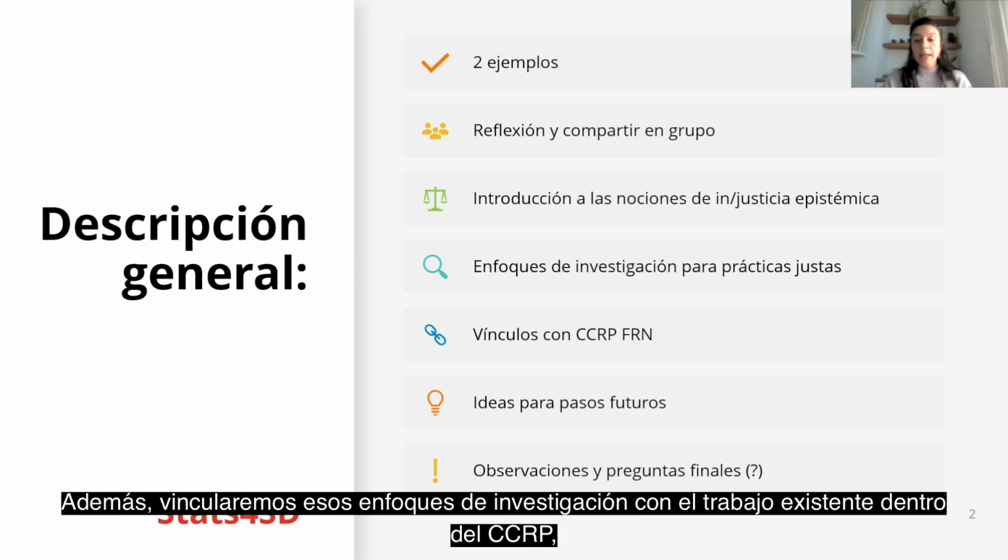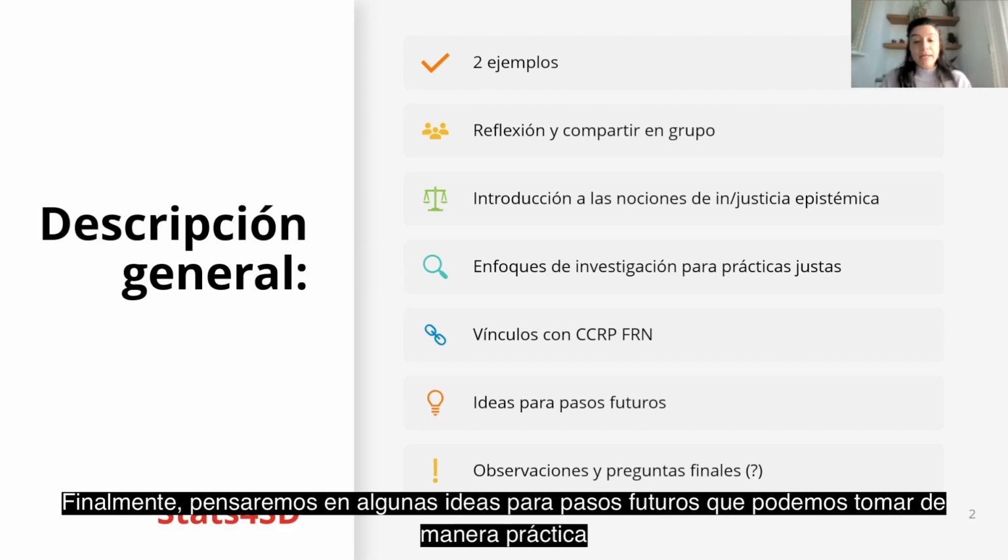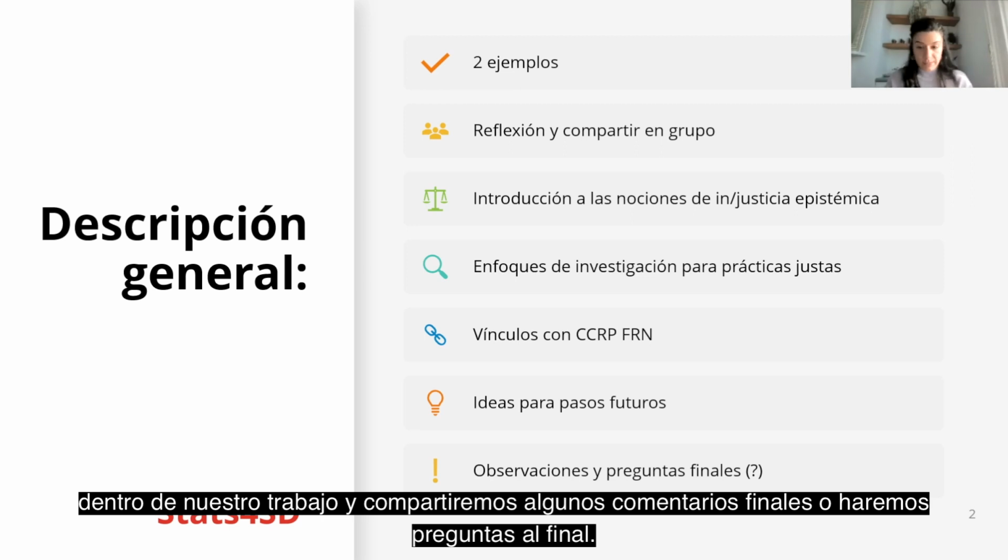Additionally, we will link those research approaches to existing work within CCRP, such as the work conducted within farmer research networks. Finally, we will think of some ideas for future steps that we can practically take within our work and share some final remarks or ask questions in the end.